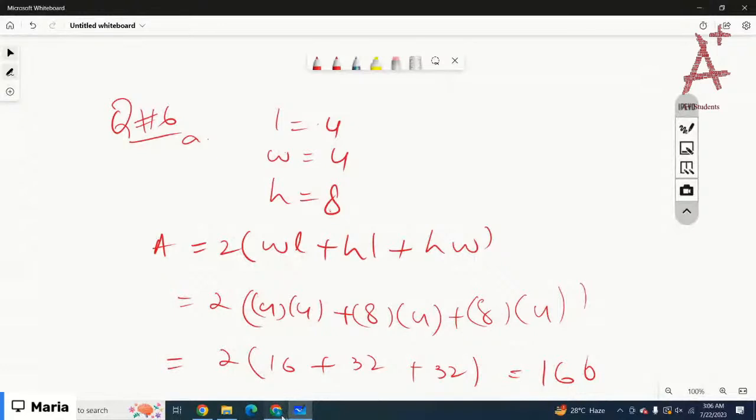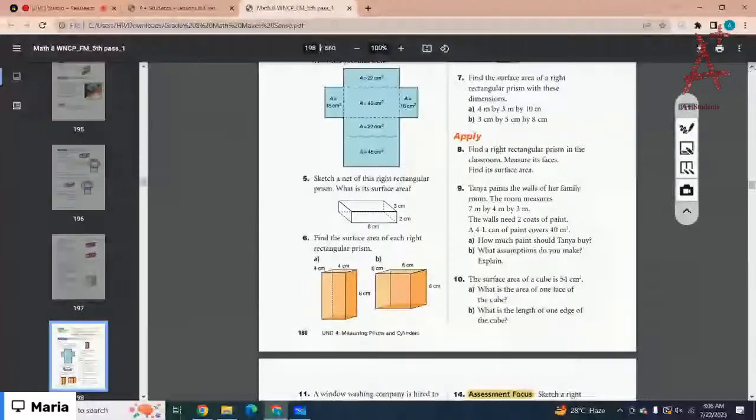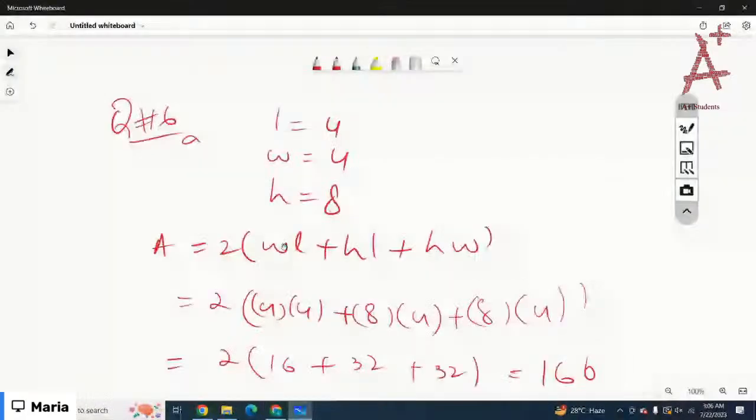Okay, you can do question number 6b by yourself. Let's see question number 7. Find the surface area of the right rectangular prism with the dimensions 4 meter by 3 meter. You are given the figures here, but here you are given the dimensions. You have to apply the same formula I did: A equals 2 times WL plus HL plus HW, and you can solve question number 7 on your own. Got it?